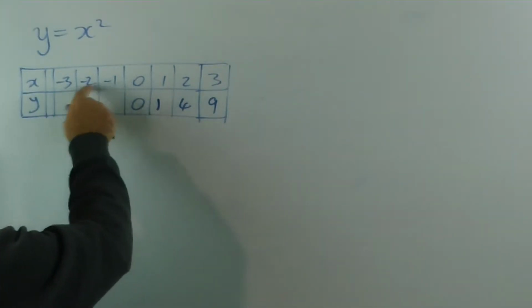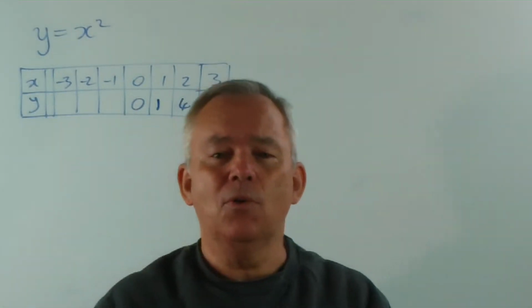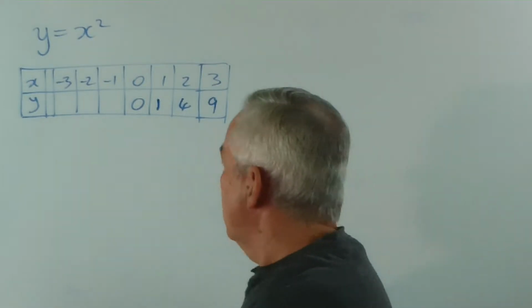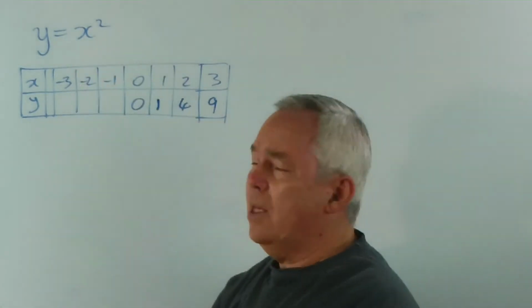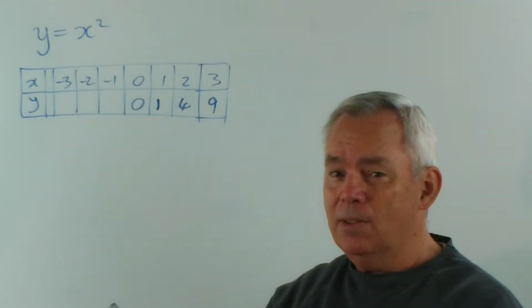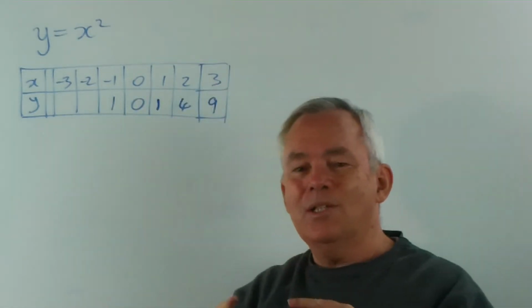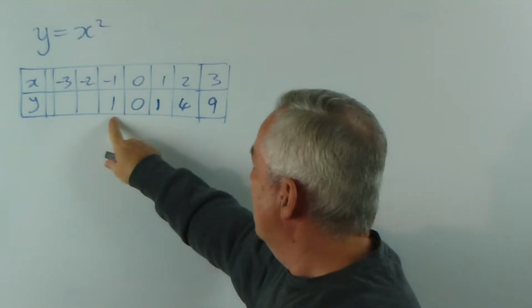What happens here with the negative numbers? Well, you might recall that a negative number times a negative number makes a positive. So when we calculate minus 1 squared, we get minus 1 times minus 1. Now the 1 times 1 is 1, but the minus times minus gives us a plus. So it's not negative 1, it's plus 1 here.